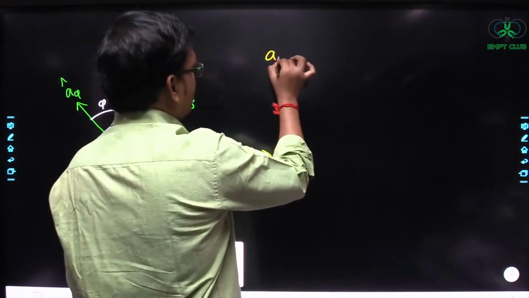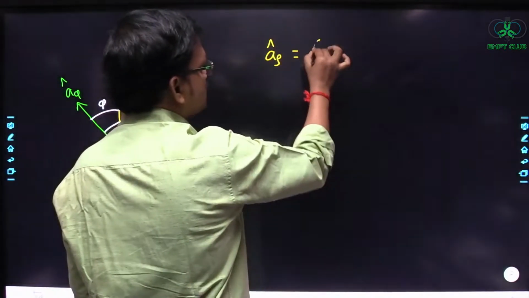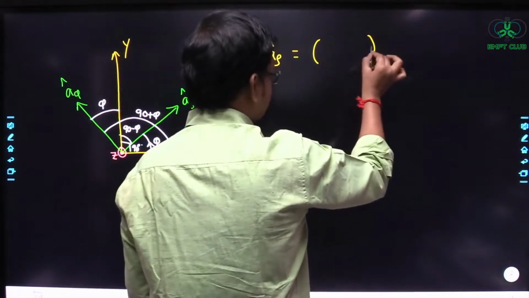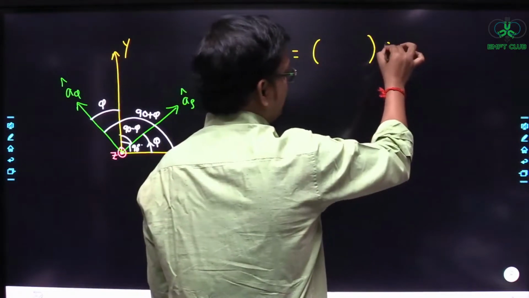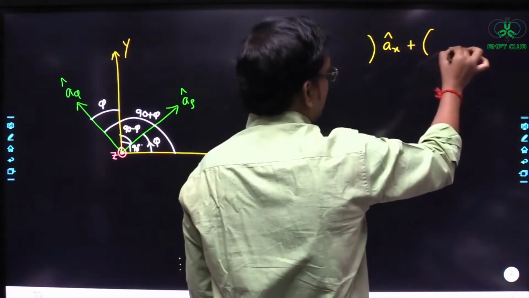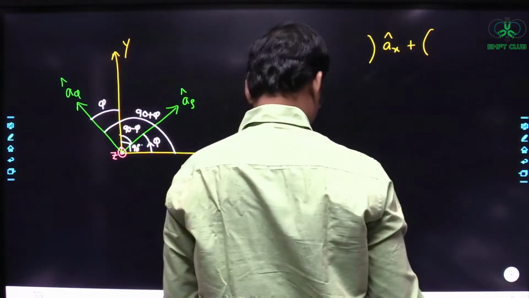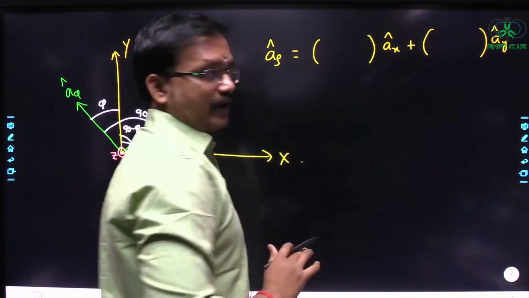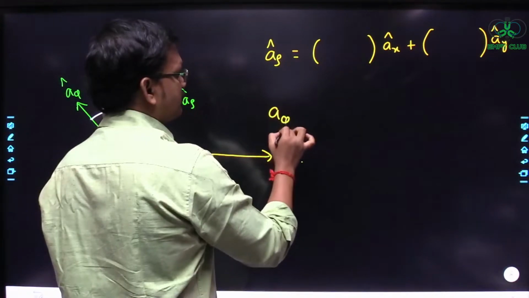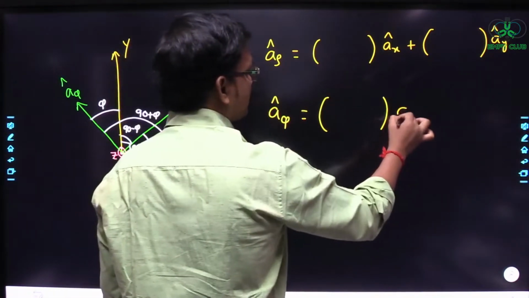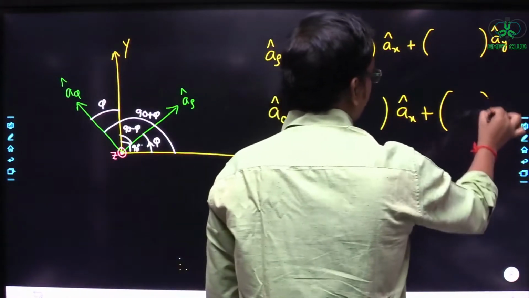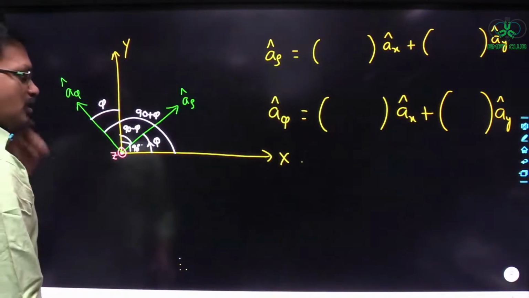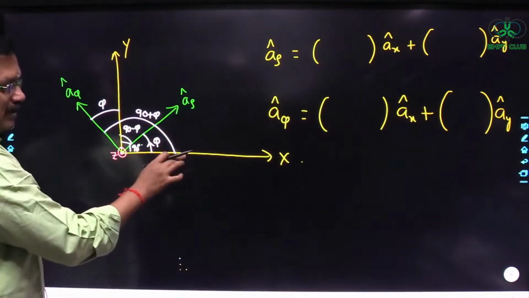So a rho cap is equivalent to its x component, which must point in the ax cap direction, plus its y component. So it is going to have an x component and a y component. Similarly, a phi cap must also have its x component and y component.